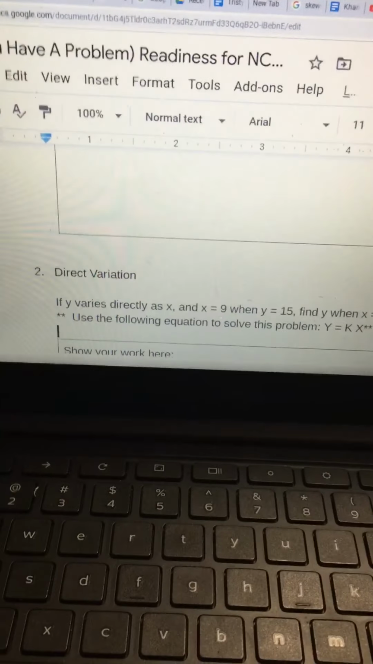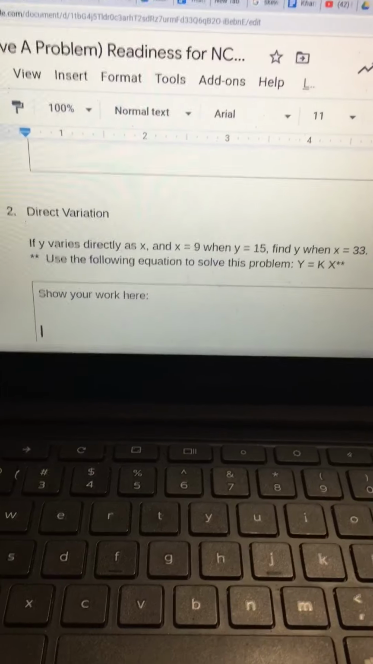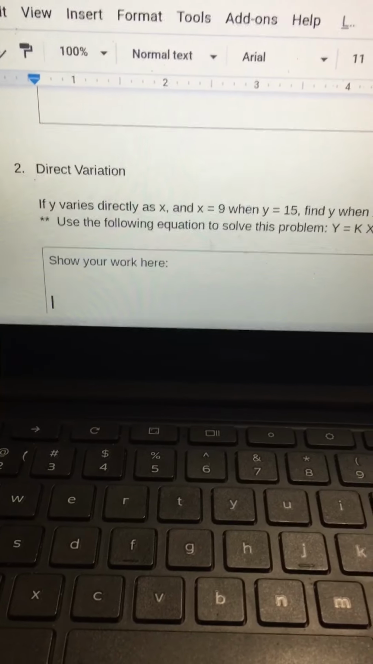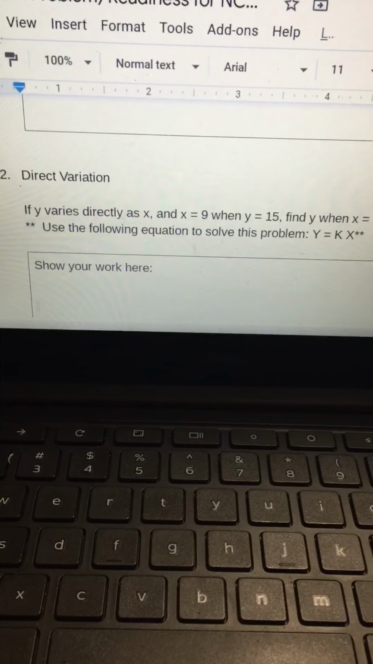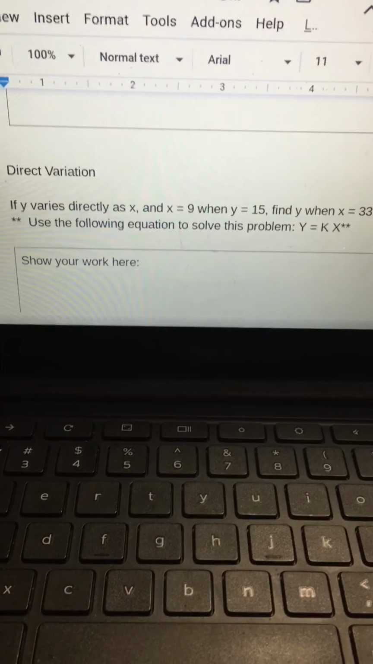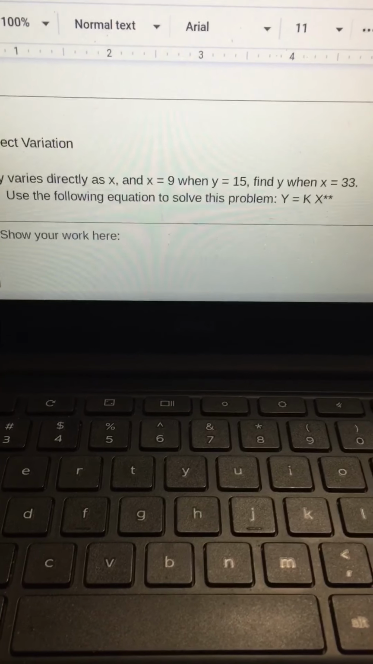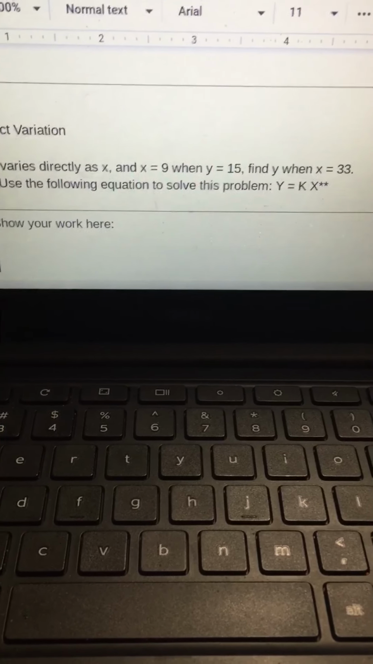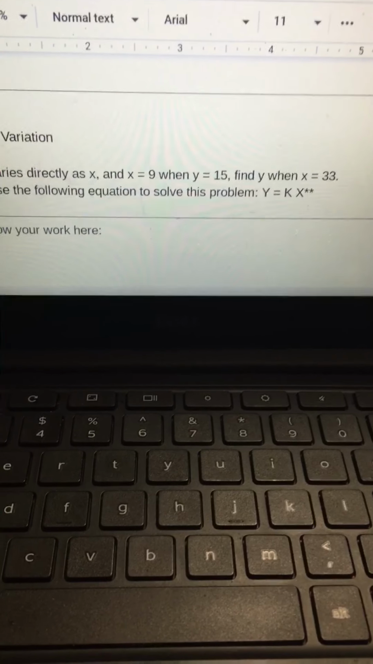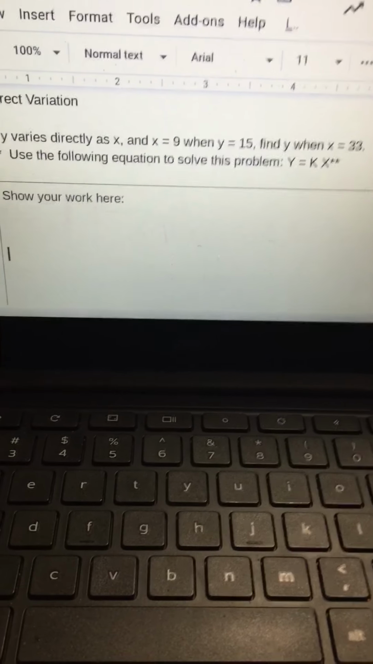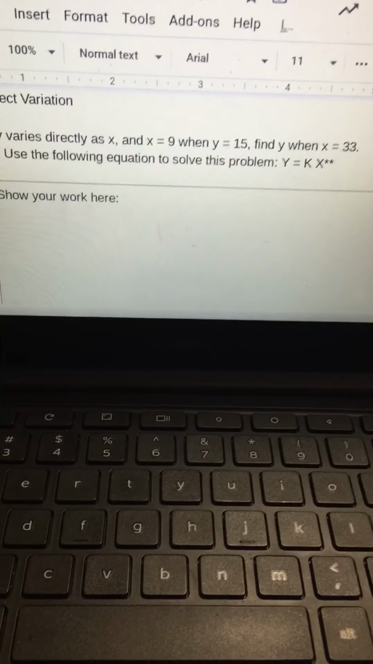Okay? All right, so question number two. Question number two and question number three are direct variation problems. So this problem states, if y varies directly as x and x is 9 when y is 15, find y when x is 33. Now, I was nice enough to give you the equation for direct variation, which you should by now know.